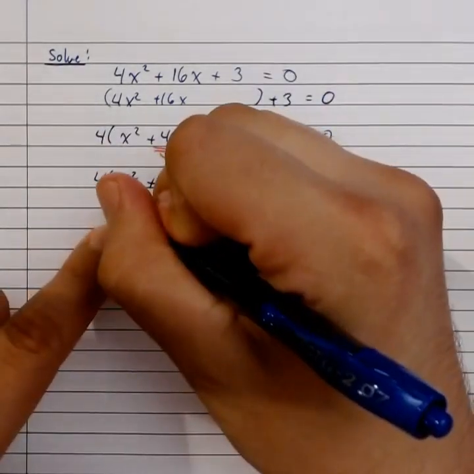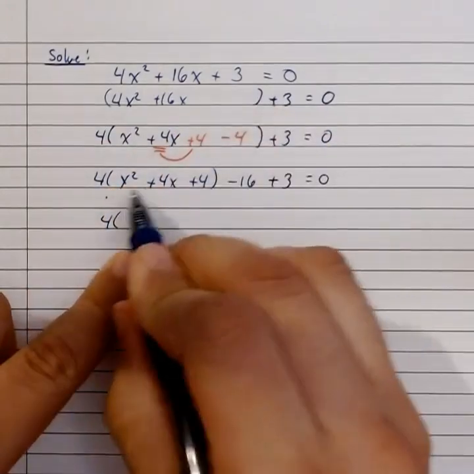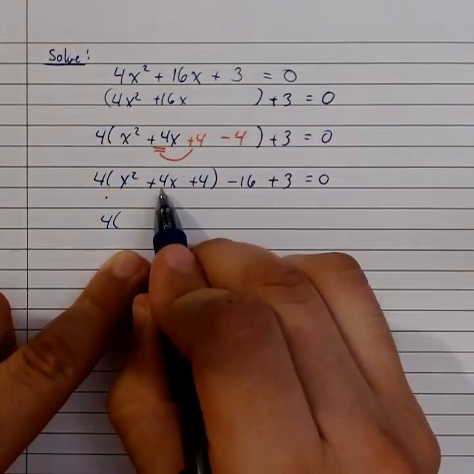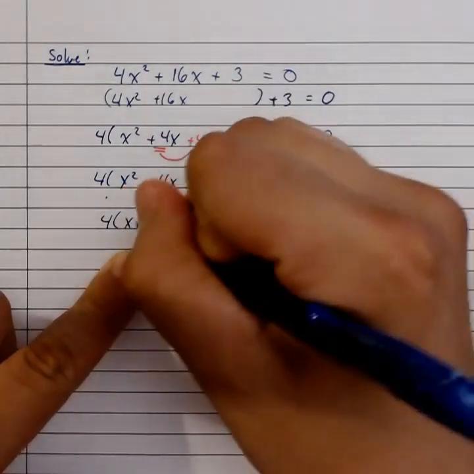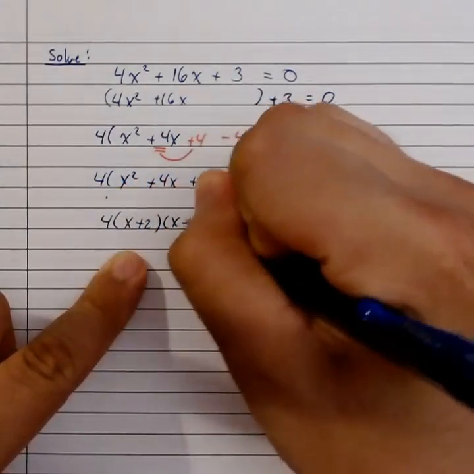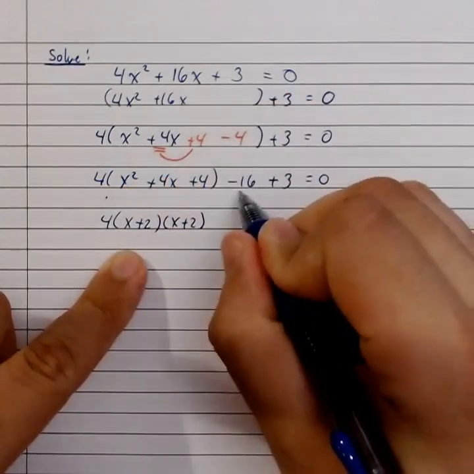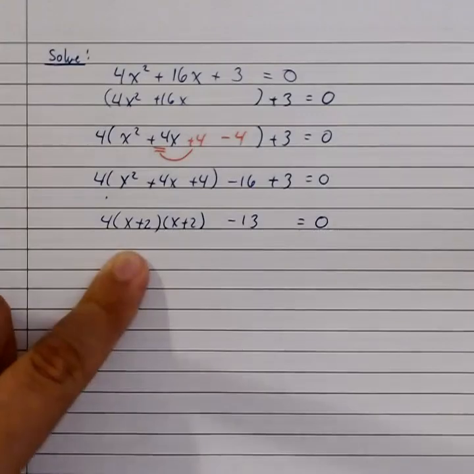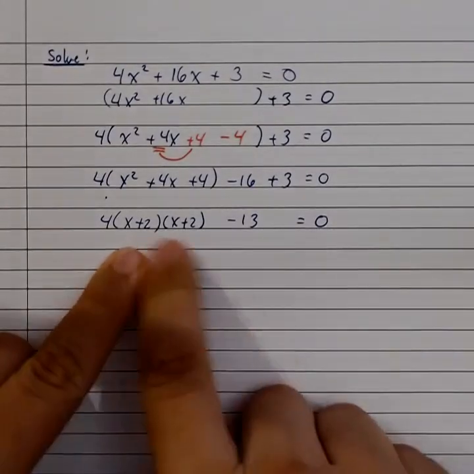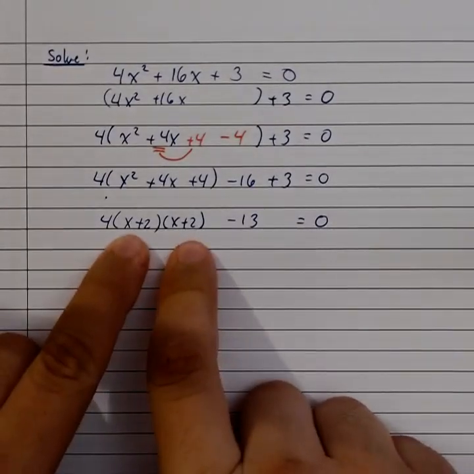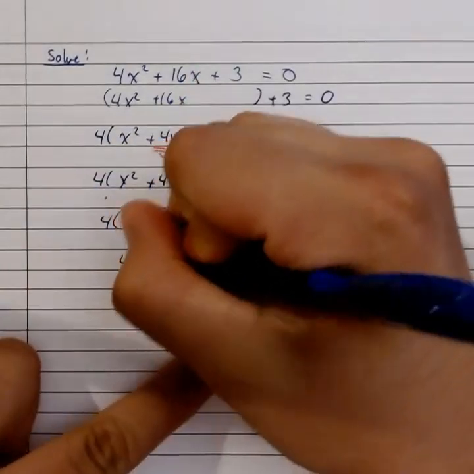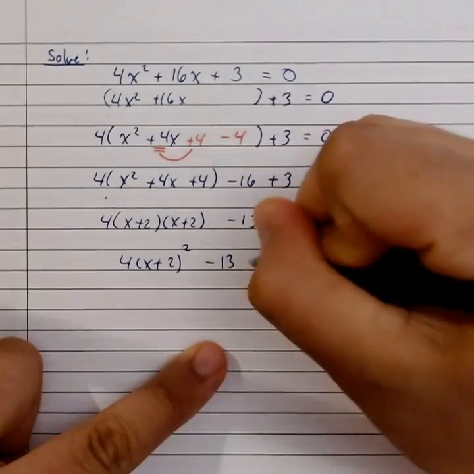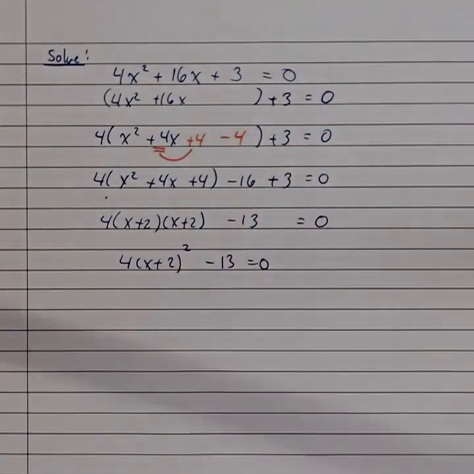Finally, I can go ahead and factor this out just a bit more. What two numbers multiply to give me 4 and also add up to give me 4? That's 2 and 2. So x plus 2 times x plus 2. Negative 16 plus 3 is negative 13, and that's going to equal 0. Here we can write this as a square. X plus 2 times x plus 2 is the same as saying x plus 2 quantity squared, minus 13 is equal to 0. And there we go. We completed our square.